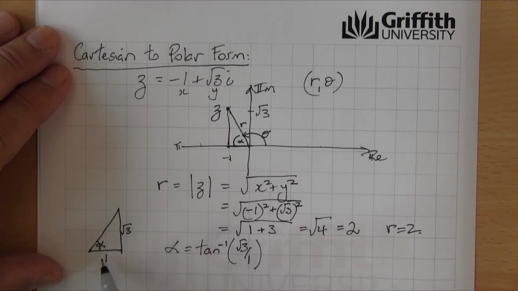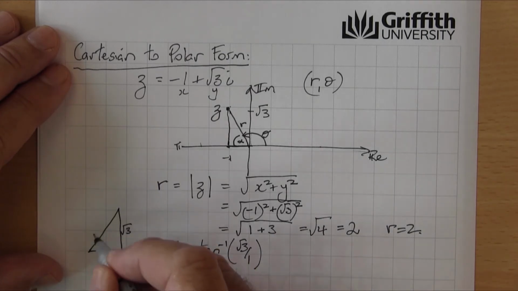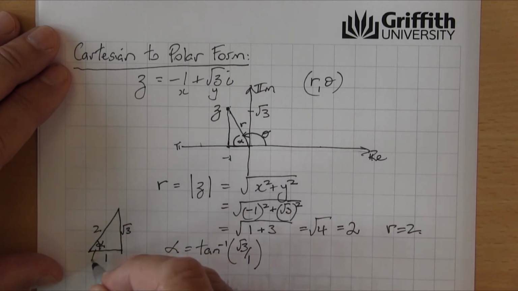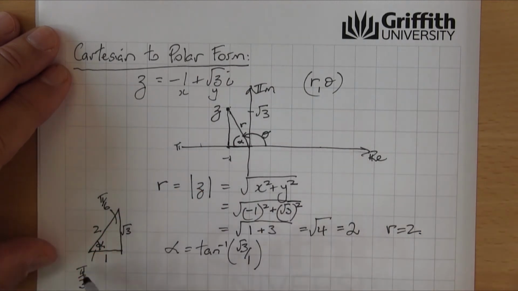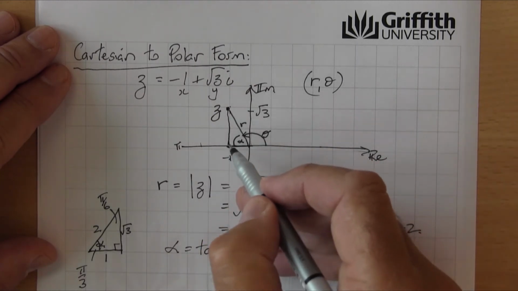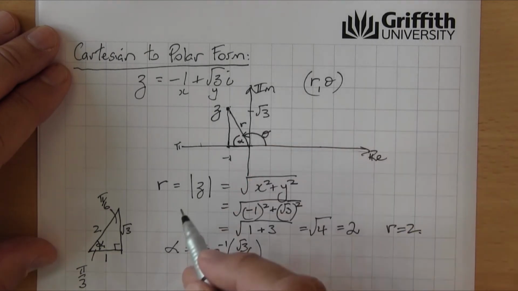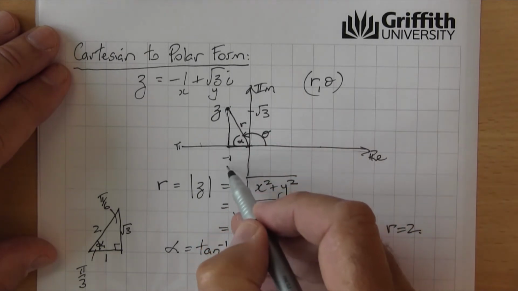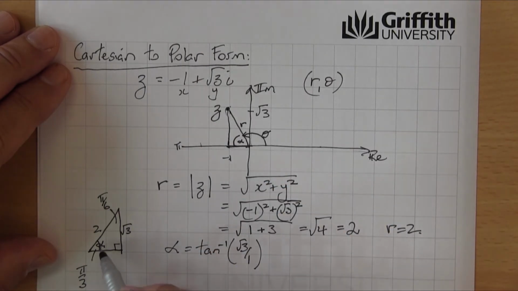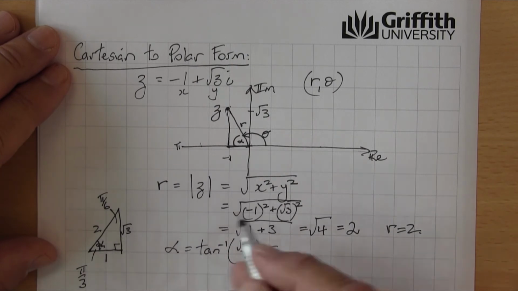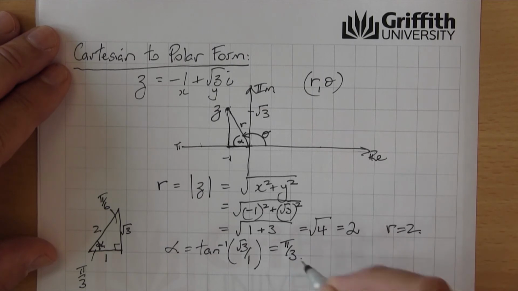And from your magic triangles, 1, 2, root 3, you know that this is pi on 3 and this is pi on 6. In degrees, that's 60 degrees and that's 30 degrees, and that's a right angle there. So we're looking at this triangle here. We know that's 1 unit and that's root 3 units. We've ignored the fact there was -1 there. We're just going to find out alpha. So alpha, the angle that has a tan of root 3 on 1, from our magic triangle is pi on 3. So alpha is equal to pi on 3.